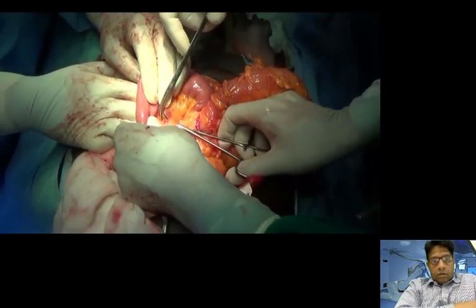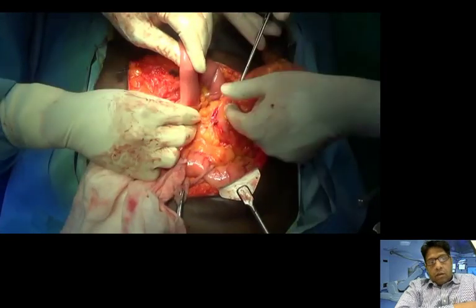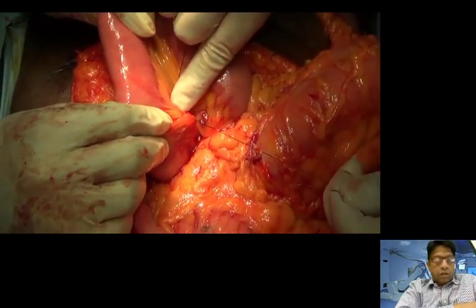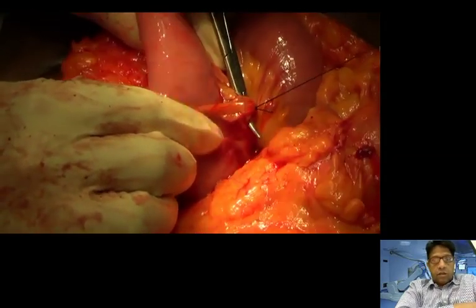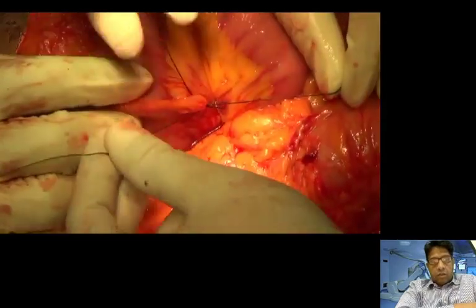Yeah, what they're doing now is working on the jejunum, just distal to the duodenojejunal junction, the ligament of Treitz. They're opening up the mesentery of the jejunum. They're going to transect the jejunum at this point.